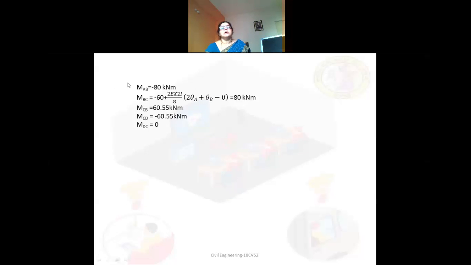Right, at MAB also, how this minus 80 kilonewton meter came, it was an overhanging beam load, right? So here no need to apply the slope deflection equation. For the overhang portion, you cannot apply the slope deflection equation, you have already got it, minus 80 kilonewton meter, right? So then MBC, MCB, MCD you have to apply the slope deflection equation. For MDC, if you apply the equation, you are going to get 0 since it is the last support and it is a roller support.